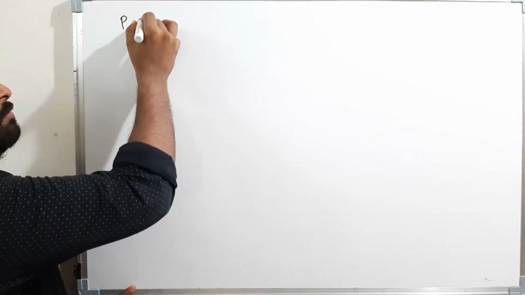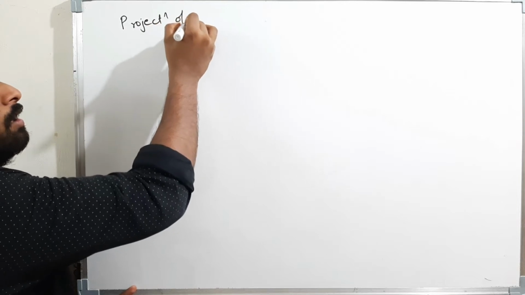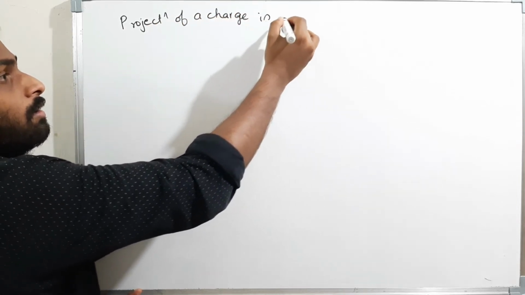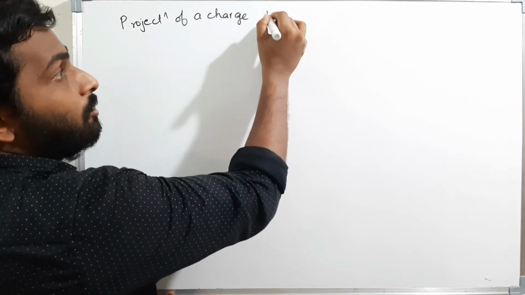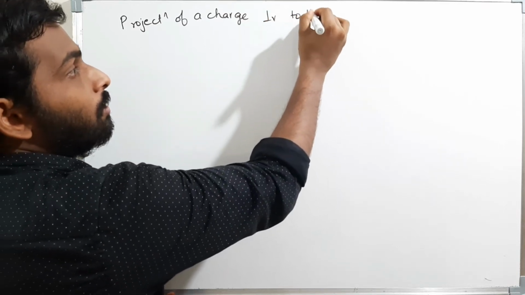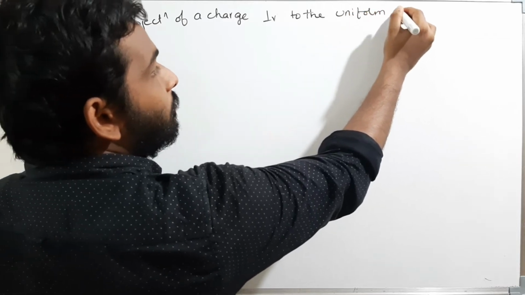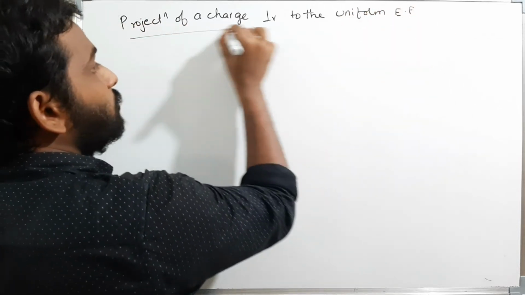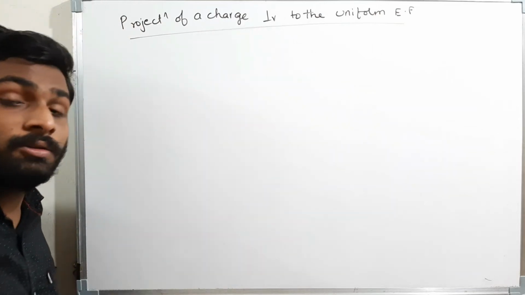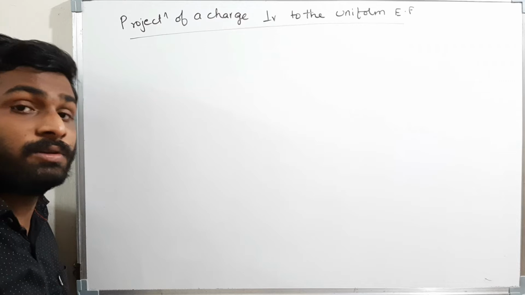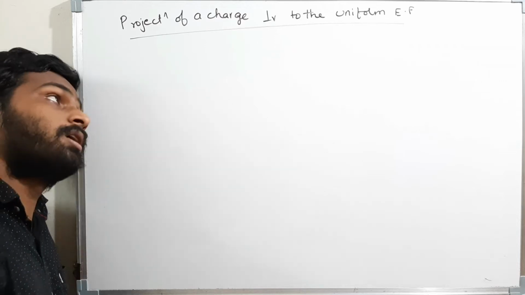Projection of a charge perpendicular to the uniform electric field. Projection of a charge perpendicular to the uniform electric field. How the velocity will change, how the displacement will change, how the acceleration will change, everything we'll see now.